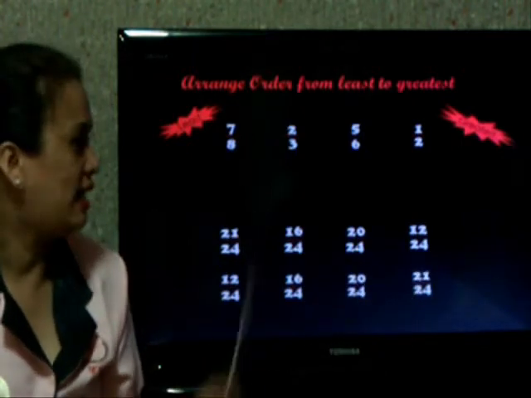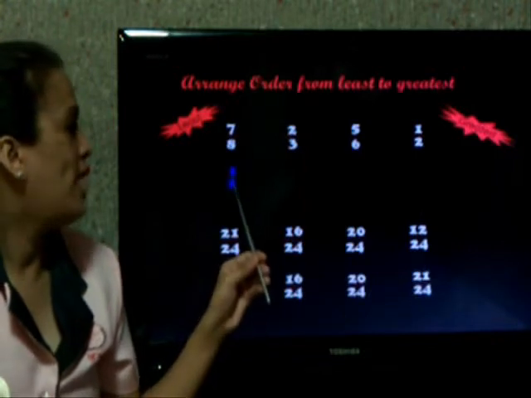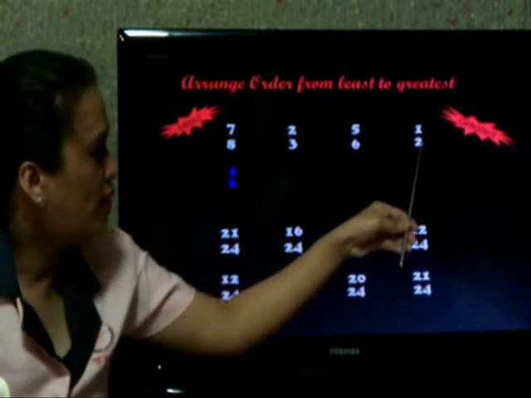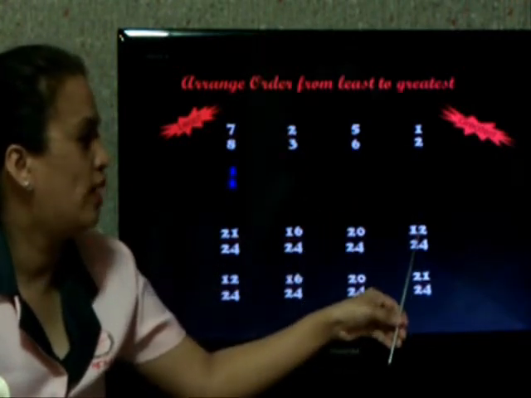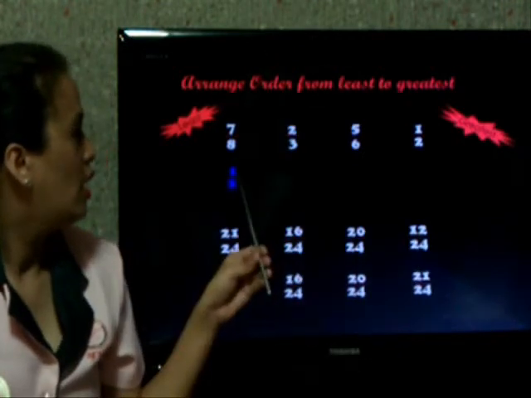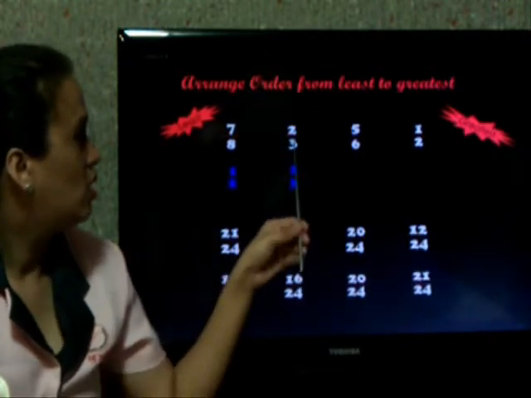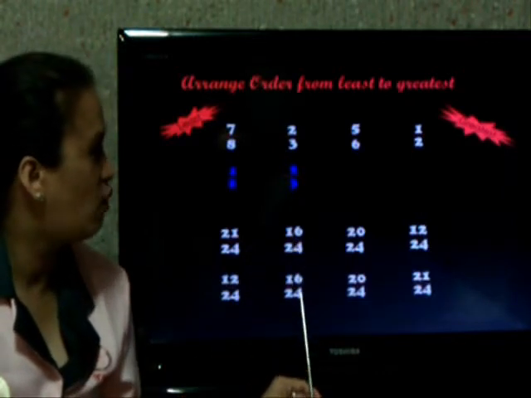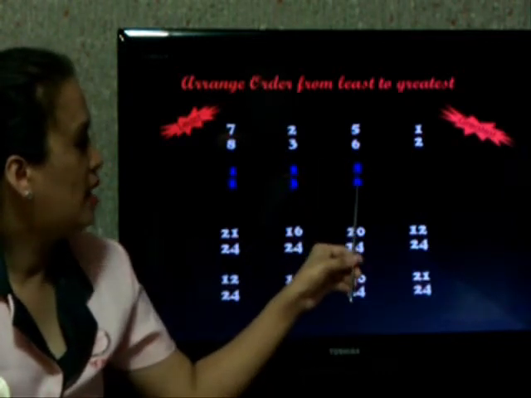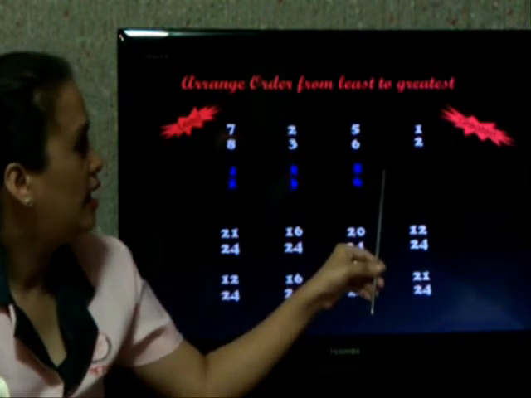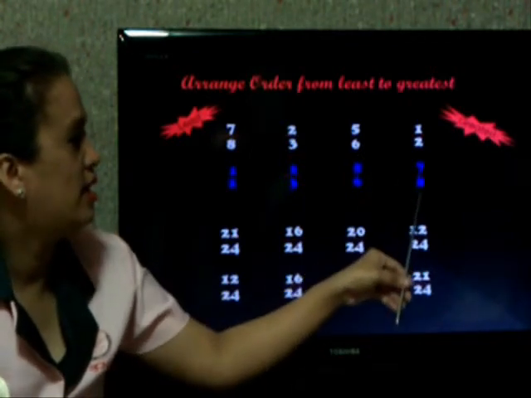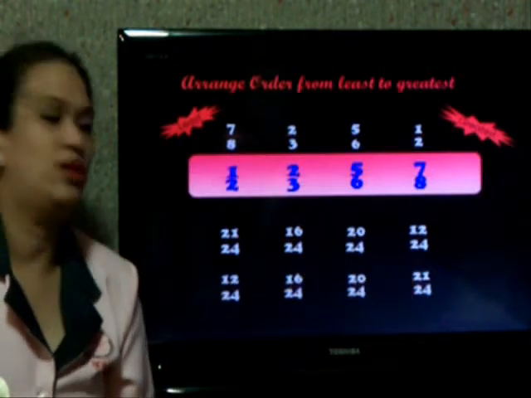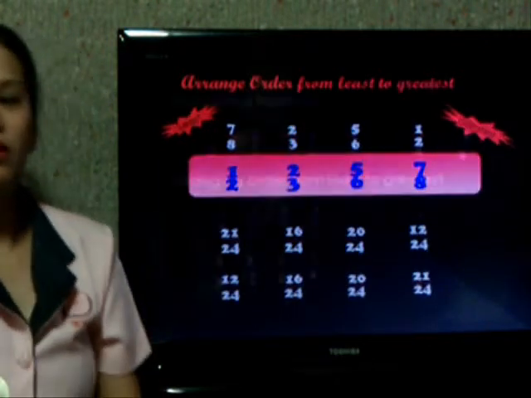Or we can say that 1/2, because 1/2 here is equivalent to 12/24, is less than 2/3, because that is 16/24. And less than 5/6, less than 7/8. And this would be the answer.